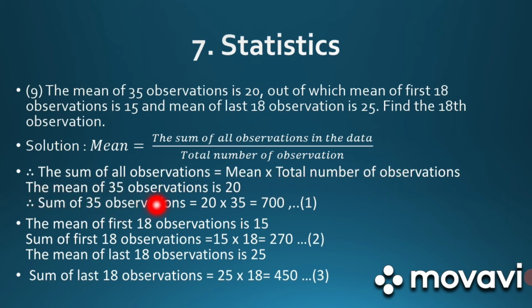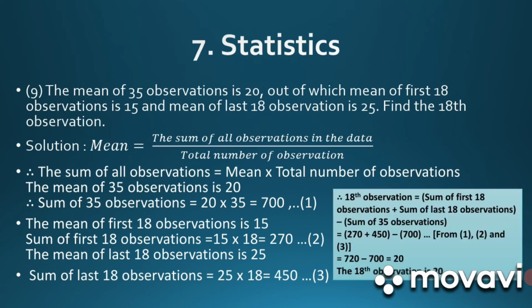The mean of 35 observations is 20. Therefore, the sum of 35 observations is equal to 20 into 35, which is equal to 700. Let this be 1. The mean of the first 18 observations is 15. Therefore, the sum of the first 18 observations is equal to 15 into 18, which is equal to 270. Let this be 2. The mean of the last 18 observations is 25. Therefore, the sum of the last 18 observations is equal to 25 into 18, which is equal to 450. Let this be 3.